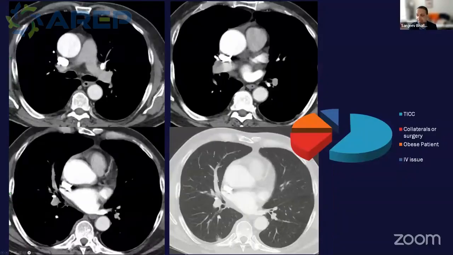Another common artifact, and to be quite honest, the most common artifact in our practice is something known as transient interruption of the contrast column. In this situation, a patient will take in a deep breath, and the deep breath will be taken in as the contrast is flowing in.